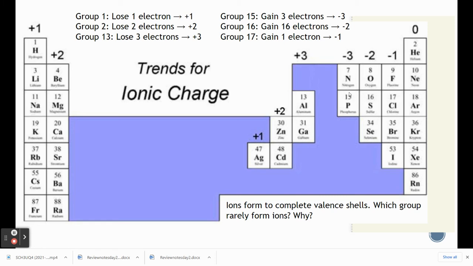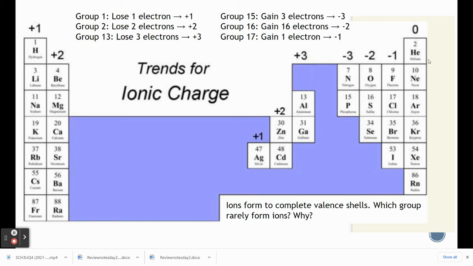If you go to group 15, you have five valence electrons, so you're more likely to gain three than lose five. So you become negative three. For group 16, you have six valence electrons. You're more likely to gain two to get to eight, so you become negative two. For group 17, you have seven valence electrons, so you are more likely to gain one electron than lose seven, so you become negative one.